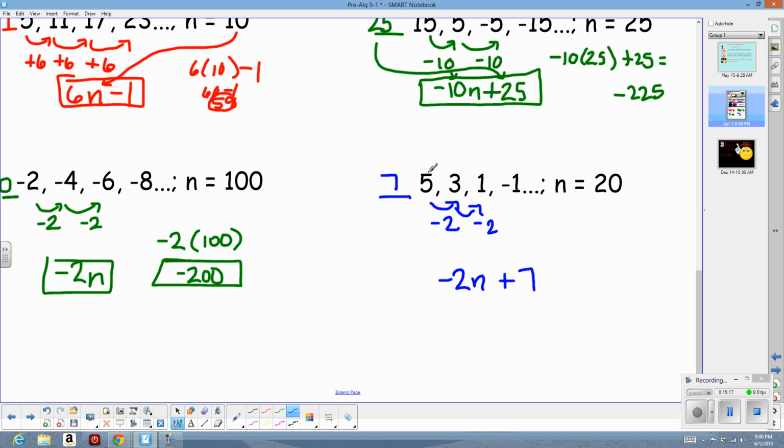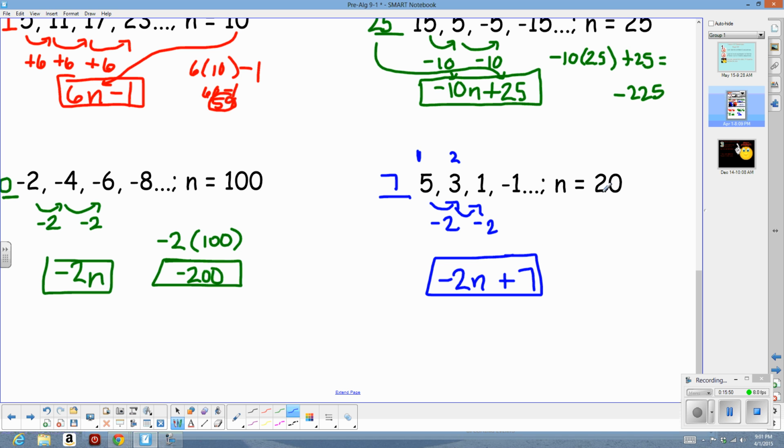And we can check that because our first term is negative 2 times 1. Remember, n is the term number. Negative 2 times 1 is negative 2, and negative 2 plus 7 is 5. If you wanted to check it on this one, our second term, negative 2 times 2 is negative 4, and negative 4 plus 7 is 3. So that is the expression you can use.